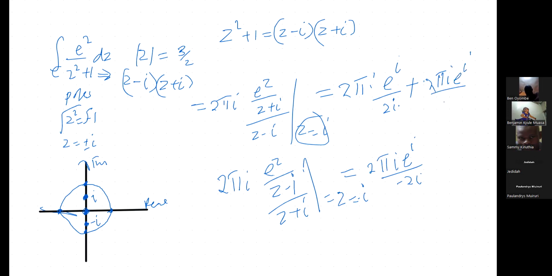Then you can simplify. You can see that these two can cancel out. This i can cancel this i, and these two can cancel these two also. So you're going to have the final answer: pi times e to the i minus e to the minus i. So that's the final answer for that one.